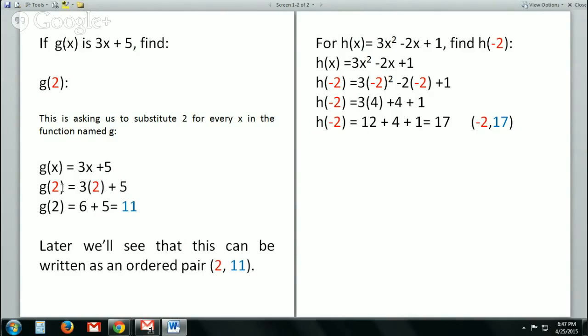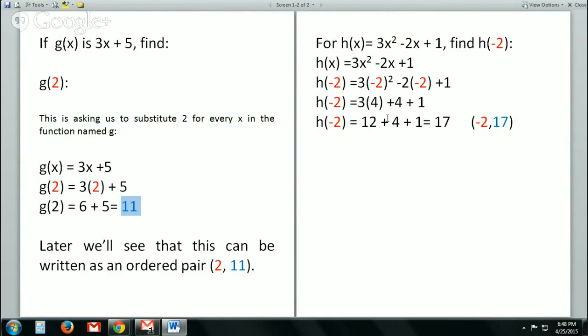The number that you were asked to substitute, that's an x value. That makes sense because where did we put it? We put it in for x. The value that we got out, that's going to be a y. So the ordered pair that is associated with g of 2 for this function is (2, 11). Let's do one that's a little bit harder.